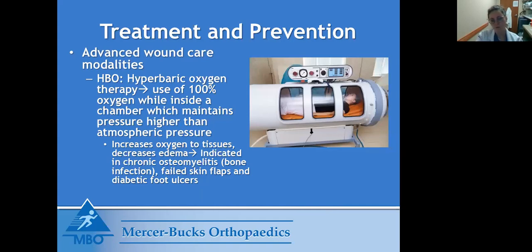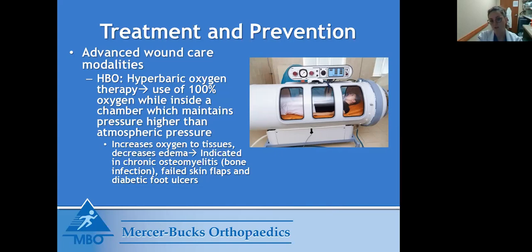So another advanced wound care modality I wanted to mention, which is one that is typically offered by a wound care center or a hospital, is hyperbaric oxygen. What hyperbaric oxygen therapy is, it's the use of 100% oxygen while you're inside a chamber that has a pressure within it that is higher than our atmospheric pressure, so higher than the pressure that's outside.